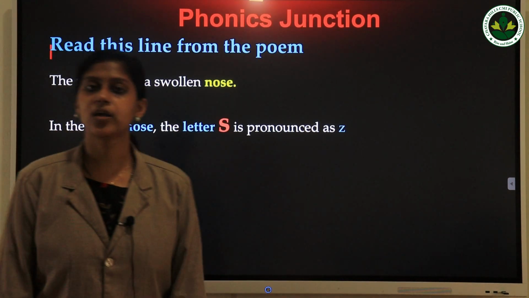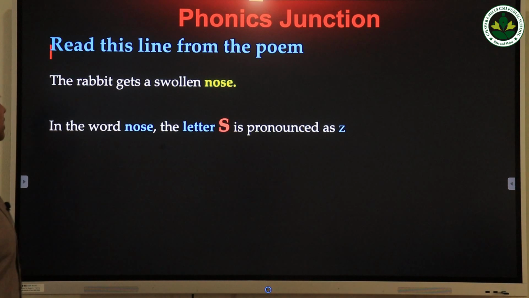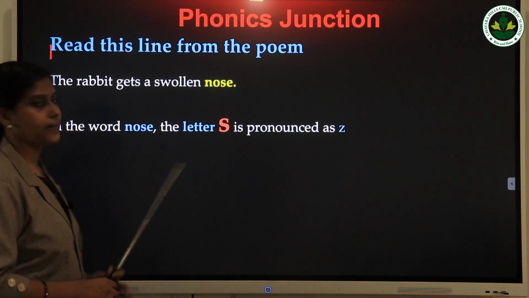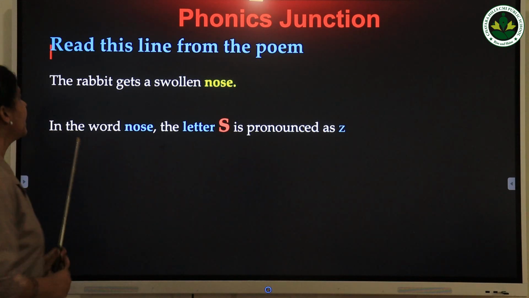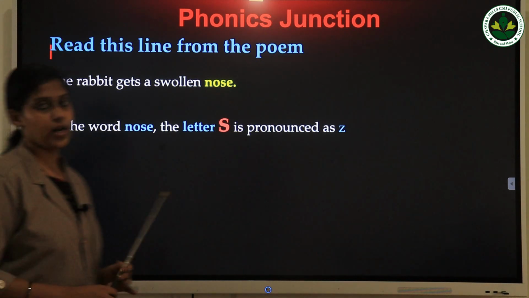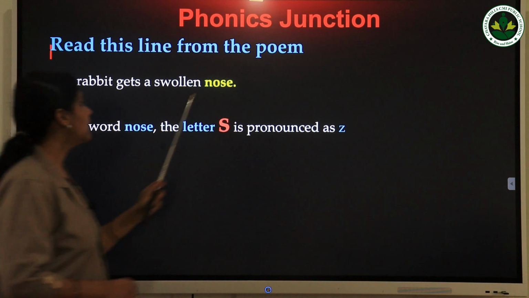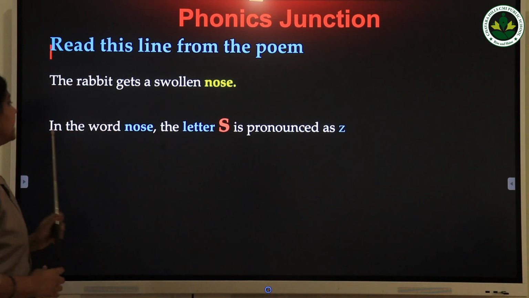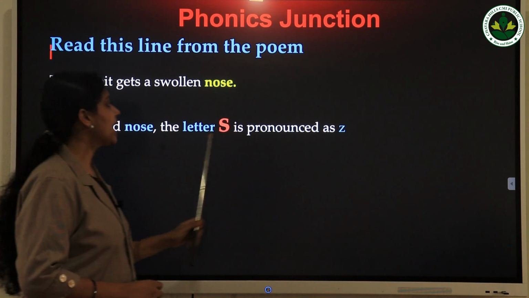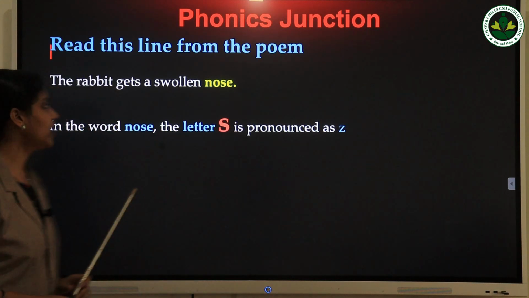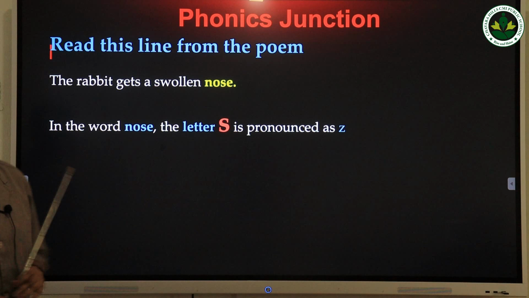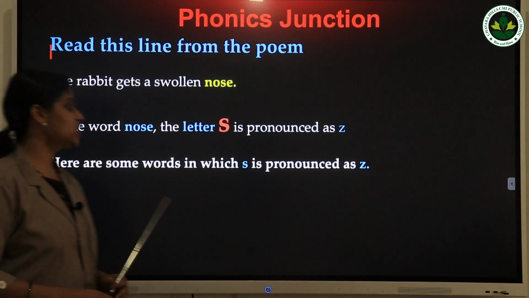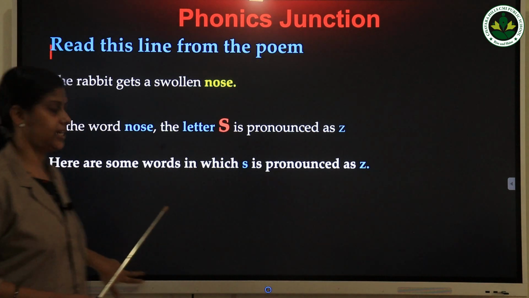Now we are going to discuss the phonics junction. Look at the screen. Read this line from the poem. Can you read this line? The rabbit gets a swollen nose. Here you can see a word in yellow color. In the word nose, the letter S is pronounced as Z. The rabbit gets a swollen nose. Here are some words in which S is pronounced as Z.